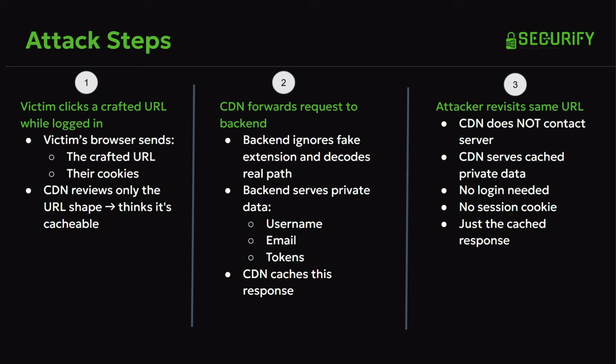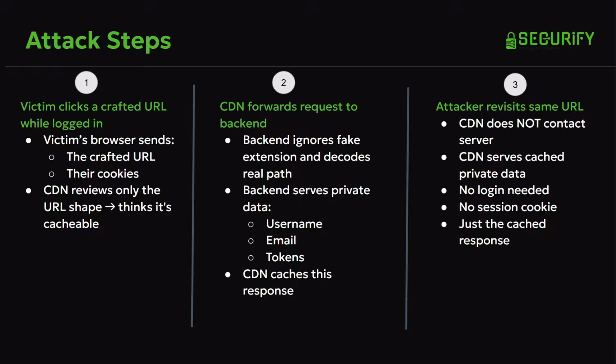The backend server does not care about the .css part or the encoded path trick. It decodes and routes the request to the real endpoints, /account/profile or the API authentication session. The server sees the victim's session cookie, thinks this is a normal logged in user, and returns private data like profile info, token, and session details. The CDN now gets this private response and, because of its rule, stores it in the cache under that exact URL. That is the key point.